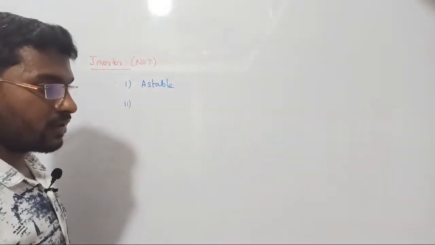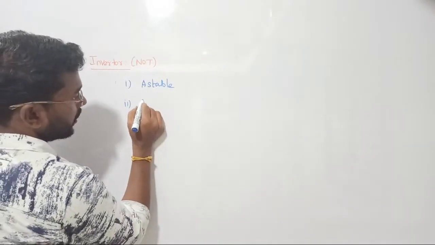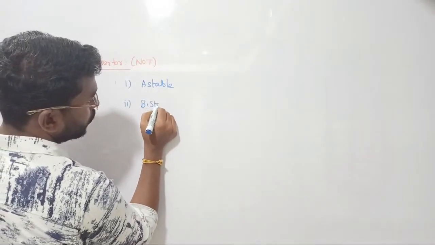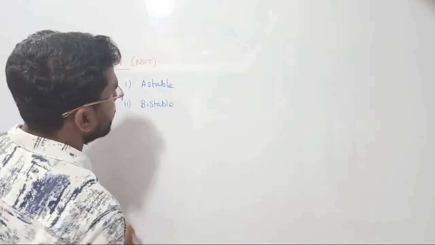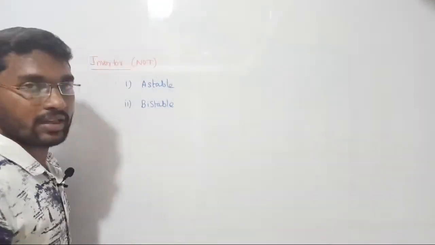Regarding vibrators at all, we will discuss in analog electronics. We are not in analog, we are in digital. So here we are going to talk about only 2 vibrators. One is astable, another one is bistable vibrator, right? Now what is the difference? Astable in the sense, right?